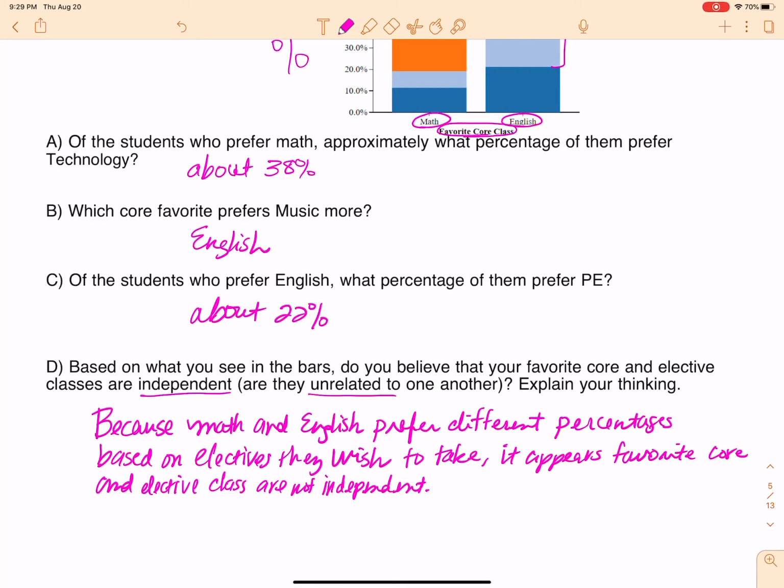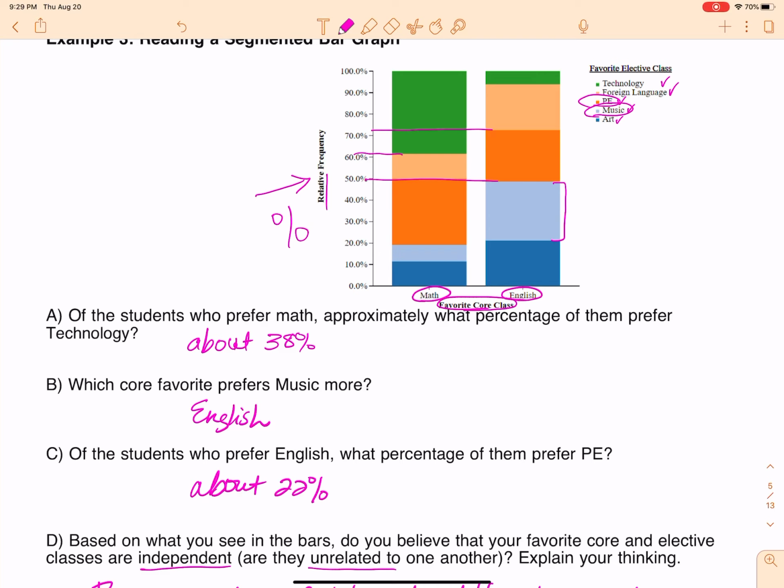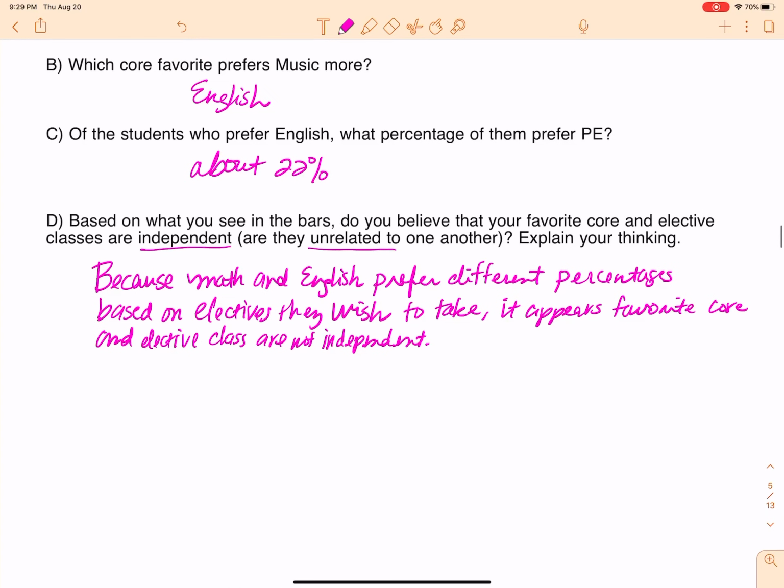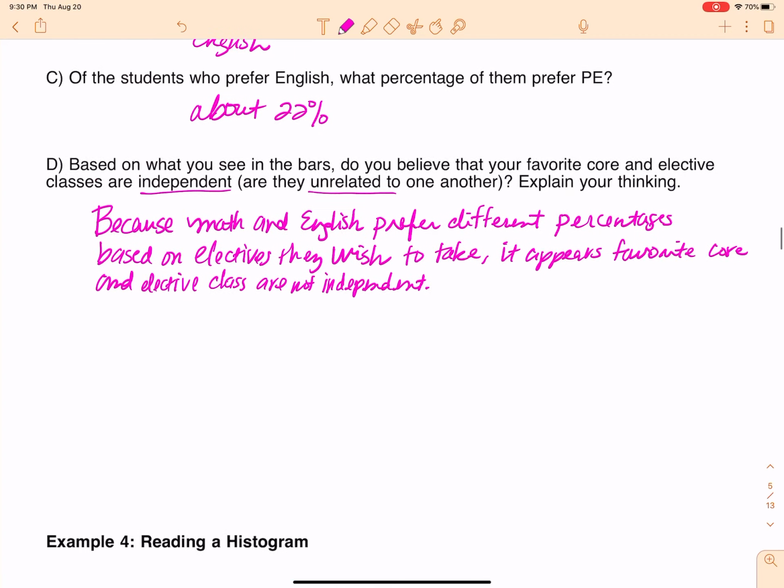And I might even go on and say something like, point out something specific that you see. Like, look at PE and technology. The math people clearly prefer those over the English people. So something like that I might add to it. Maybe a better way to say this would be something like the percentages of those who prefer math are different for the percentages of elective classes for those that prefer English, therefore making them not independent. Something like that. I mean, there's a million different ways you could write it, and it's still going to be correct. So anyway, there's your last categorical example.